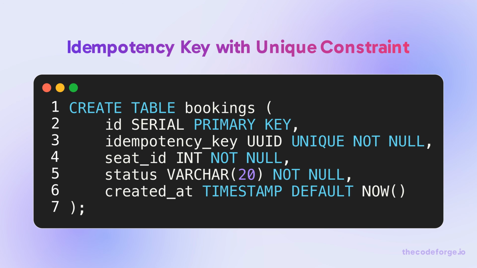The article mentions storing idempotency keys, but does not show the database schema. Use a unique constraint on the idempotency key column to enforce idempotency at the database level, preventing duplicate booking records even if application logic fails.